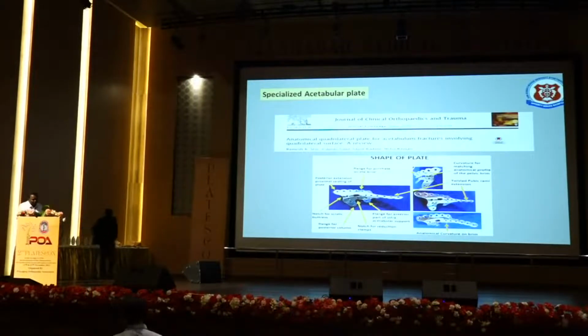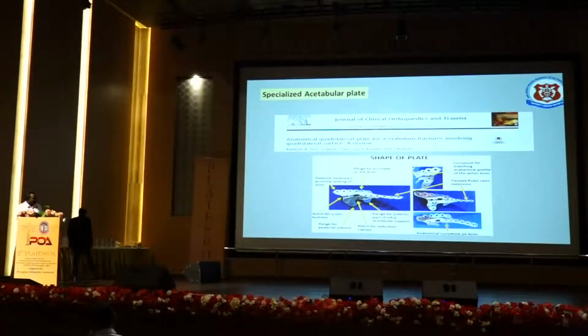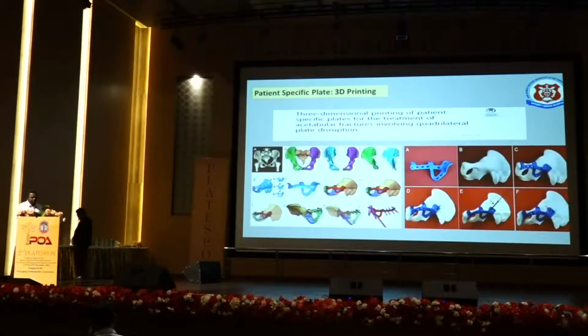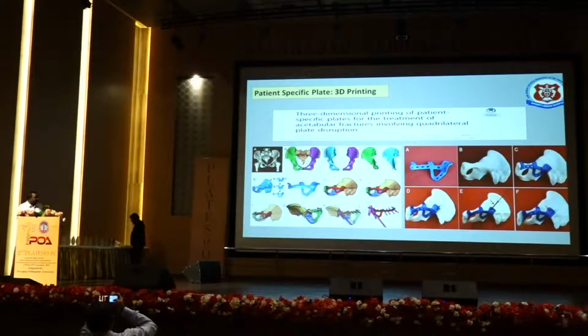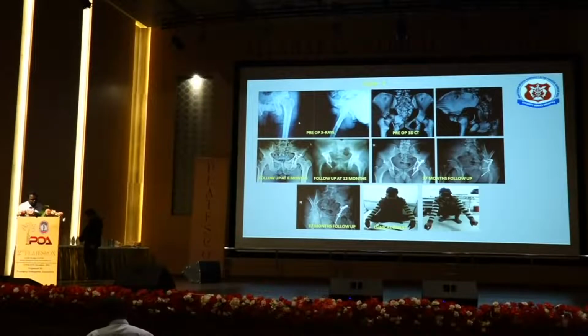This is a specialized plate of Professor Sen. It provides better stability and prevents impaction, meaning it controls the collapse later on. Nowadays, 3D printing models are used to pre-operatively contour the plate for specific fractures. So coming on to some important cases, we have covered almost all the types of plates.